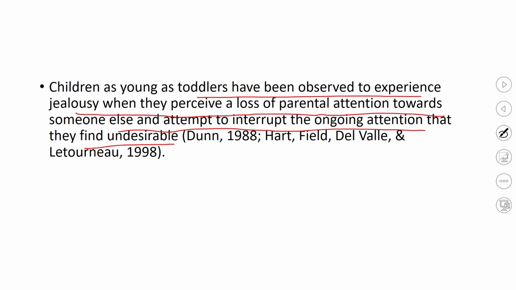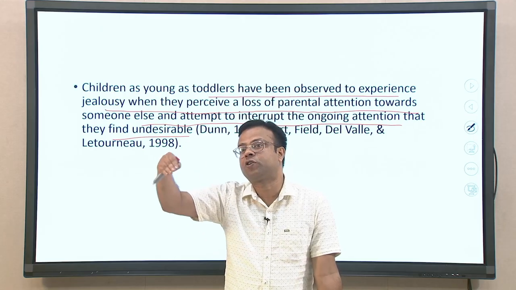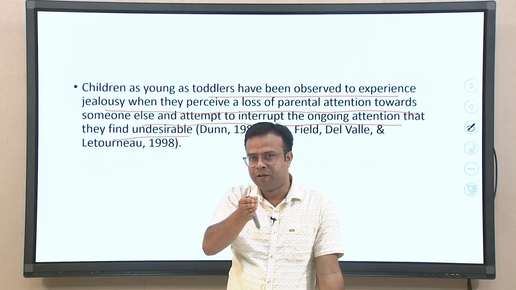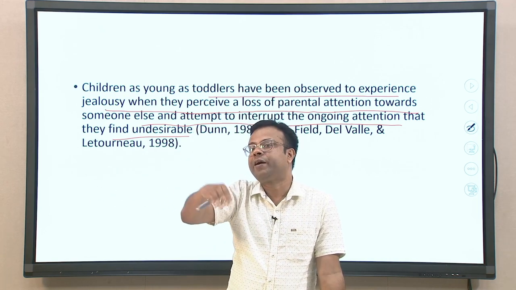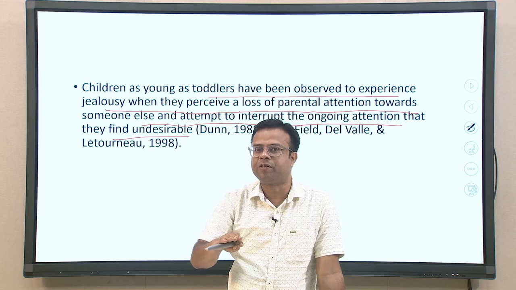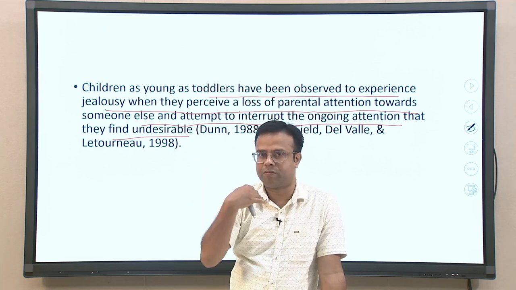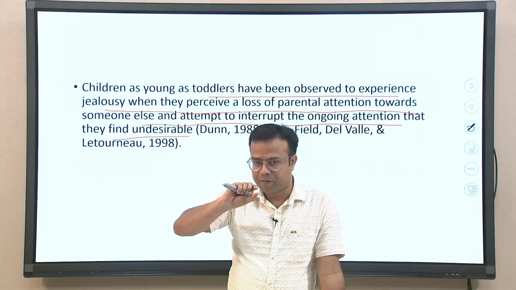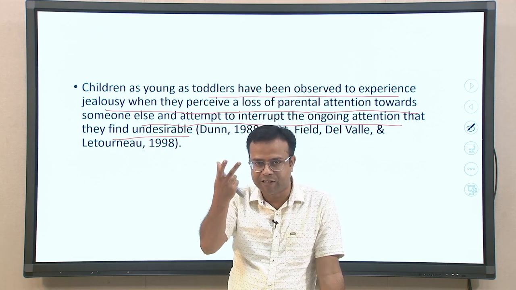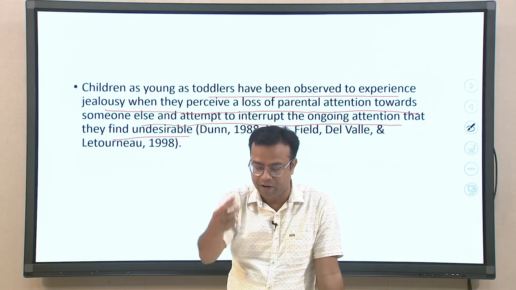Even children sometimes can experience some kind of jealousy, mostly in the context of parental attention. So, they want the attention of the parent, maybe the mother's attention, and they try to disrupt the mother's attention towards something else. If they think the parent is not giving attention to them because they are paying attention to something else, children may try to disrupt that attention by crying or showing some tantrum. The basic idea is the child is trying to attract attention, if the parent's attention goes towards someone else particularly. So, this is a very simple form of jealousy that even children can experience.